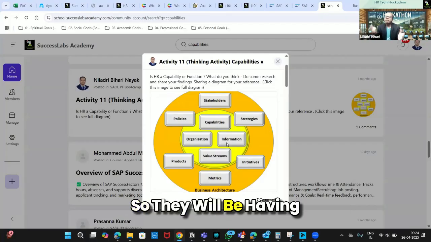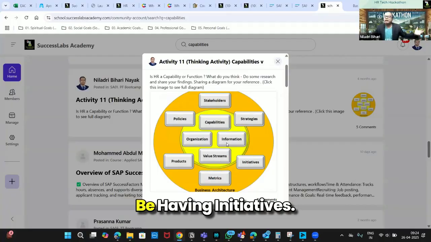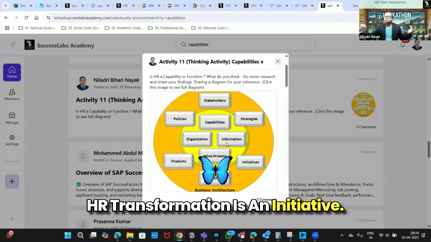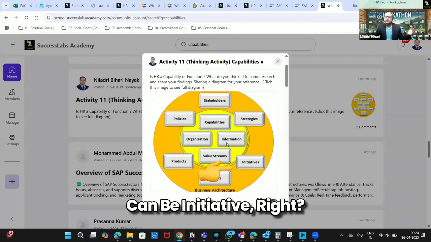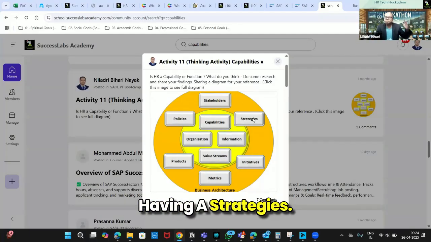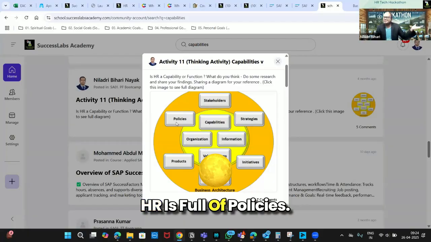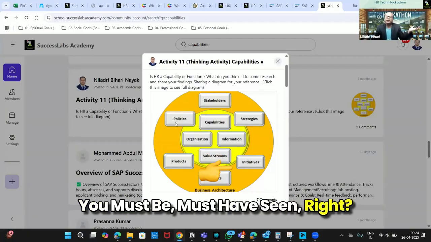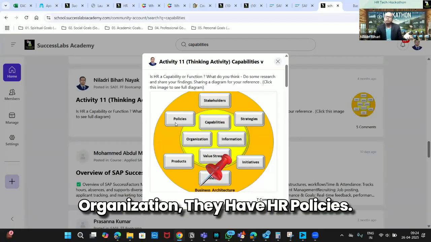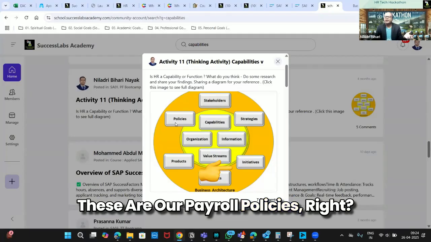Okay, so the organization will be having products, and it will be having initiatives. HR transformation is an initiative. Digital transformation can be an initiative, right? The organization will also have strategies. There are different strategies and different policies. HR is full of policies. You must have seen, right? If you have gone to any organization, there are HR policies. These are our payroll policies, right?